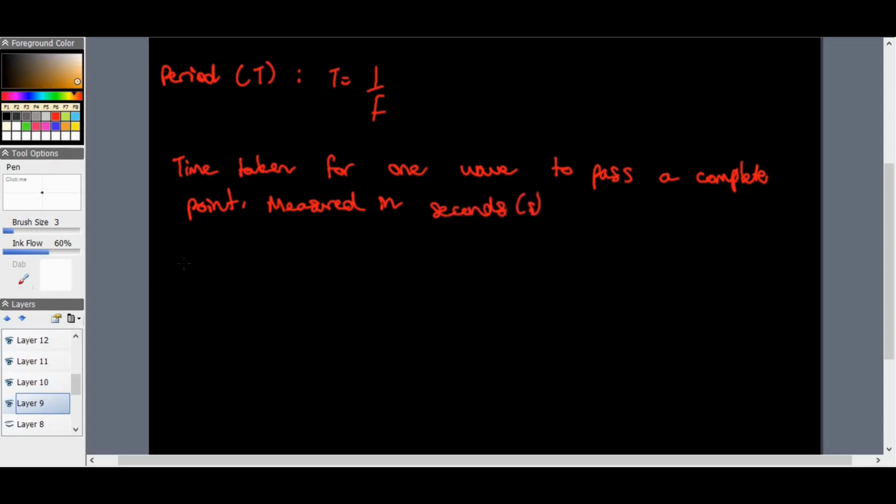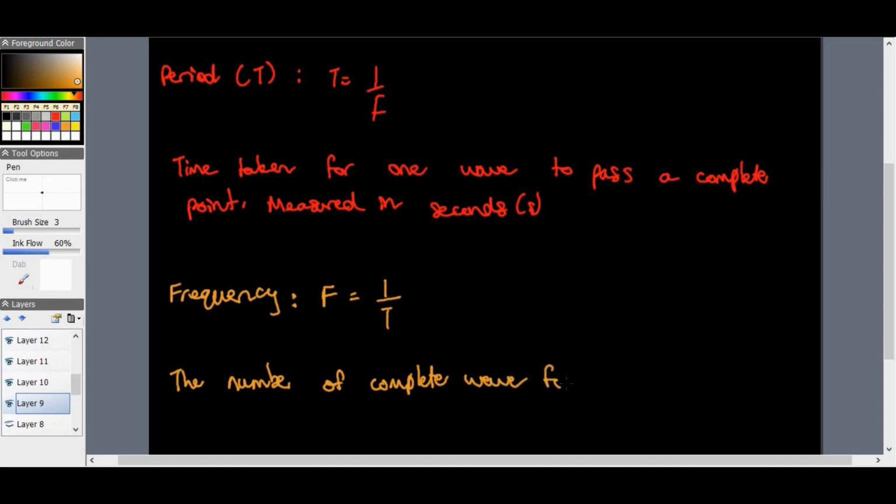Then we get, of course, to the frequency of a wave, which is given by the opposite of this. The frequency of a wave is 1 over the period, 1 over T. Now, frequency of a wave is the number of complete waveforms to pass a point. We're concerned with the number of complete waveforms or complete waves to pass a fixed point each second.